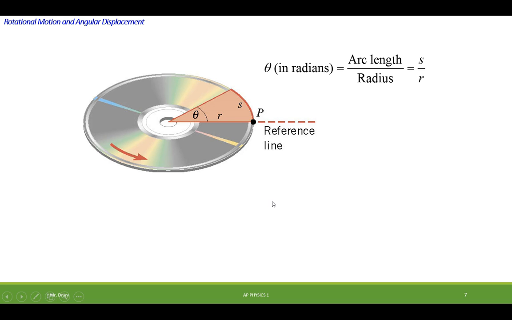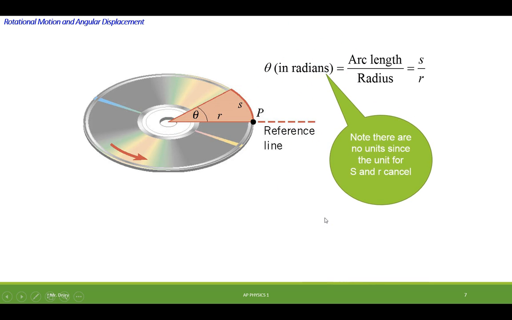A radian is when the arc length is equal to the radius. This arc length is equal to the radius. And notice there are no units, because if S is measured in meters and R is measured in meters, the two would cancel out. If it's measured in centimeters or inches and inches, it still cancels out.